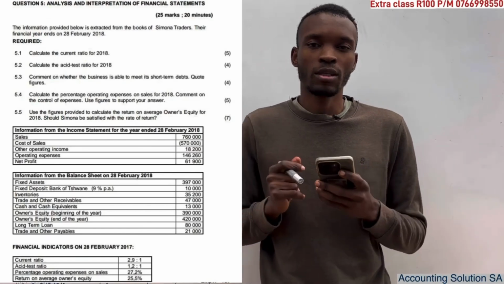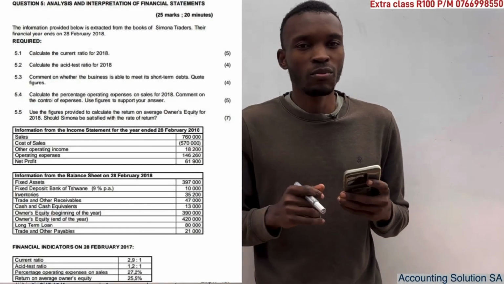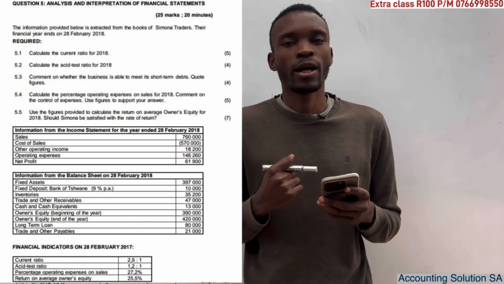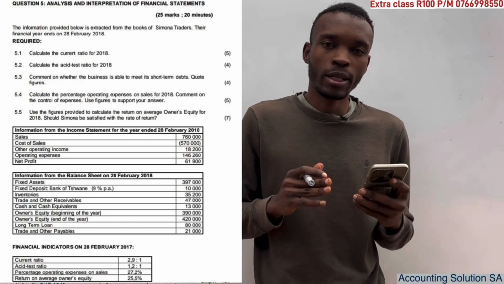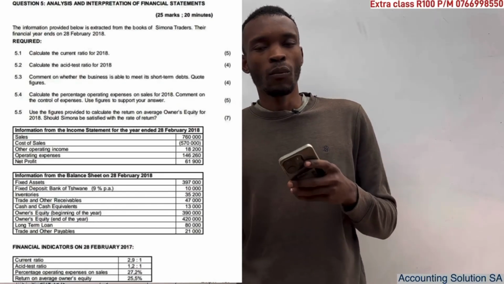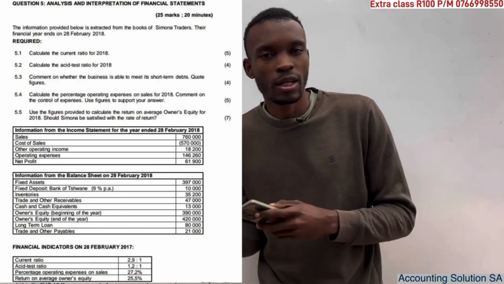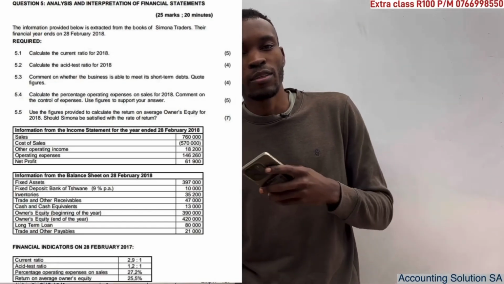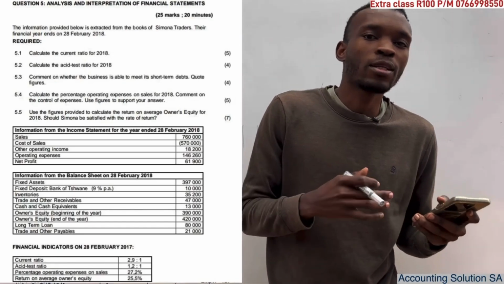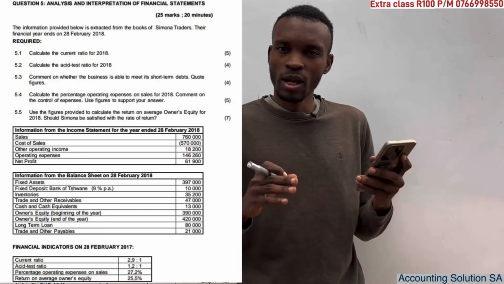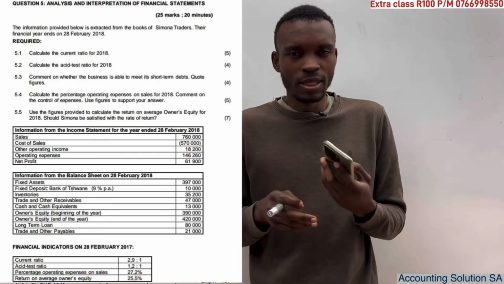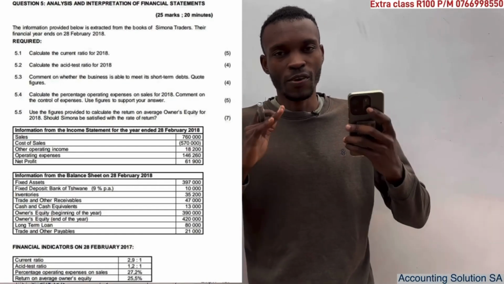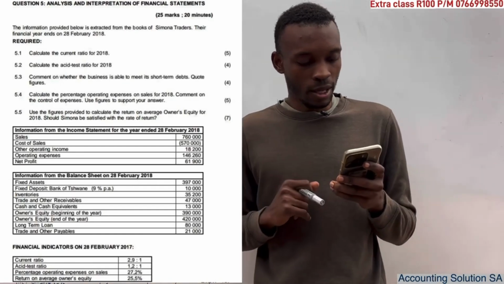Yes, we know that you're going to be provided with a formula sheet, but on the formula sheet they are not going to indicate whether this formula is for the acid test ratio, this formula is for the current ratio, or this formula is for operating expense on sales. They're not going to do that. They're just going to mix up the formulas and you have to pick the correct one. So you have to know them first before you go to your examination.